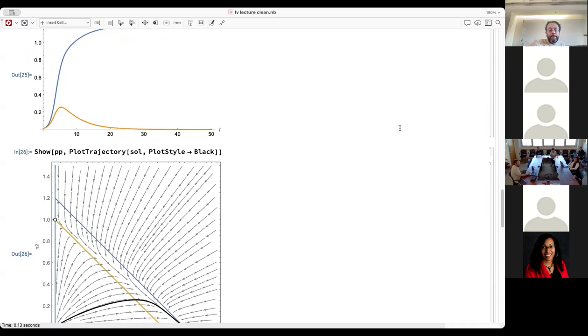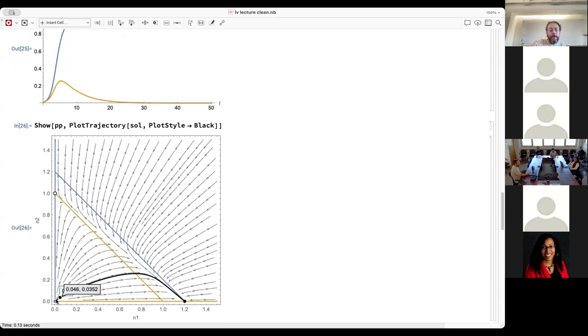And this is just superimposing that time dynamics on the phase plane. I can't quite get them on the same page, but anyways, this black trajectory here is the same as these two time series up here. So we can see we start off close to 0,0, this unstable equilibrium point. We ran away from it and we kind of got sucked into this one and we ended up there.